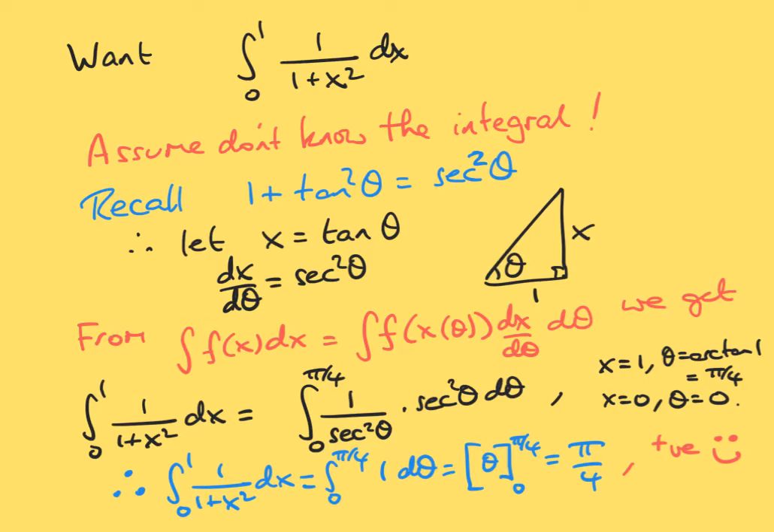Let's say that x is going to be the tangent of theta. So 1 plus x squared will be 1 plus the tangent squared of theta, and we could write that as sec squared theta. And I'm going to draw a triangle here. x is the tangent of theta. Theta is an angle, and the tangent is the opposite over the adjacent, so it's x over 1. And by Pythagoras' theorem, we can write out what the hypotenuse is.